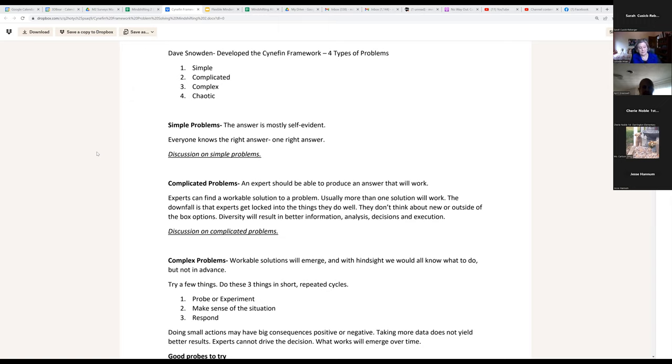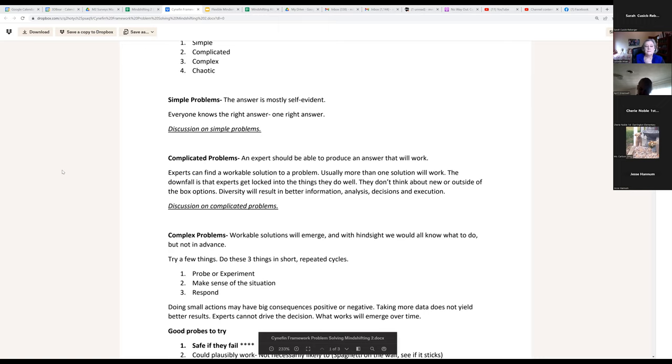Simple problems, the answer is mostly self-evident. Everyone knows the right answer, one right answer. And then we would have a discussion and talk about what simple problems are. After that, we would go into complicated problems, and I'd explain that. And they also have a handout like this so that they would have something to keep with them and to refer back to. An expert should be able to produce an answer that will work. Experts can find a workable solution to a problem. Usually more than one solution will work.